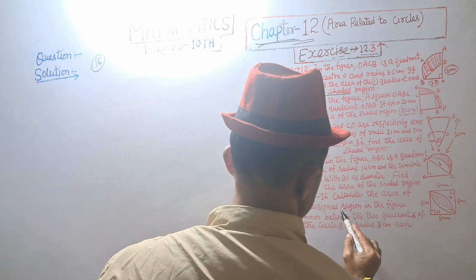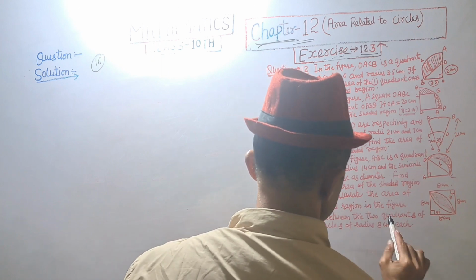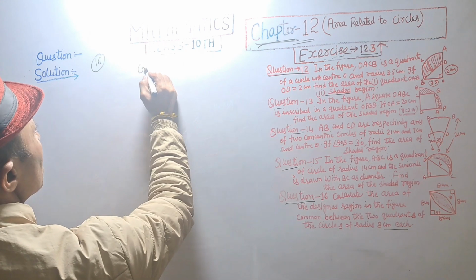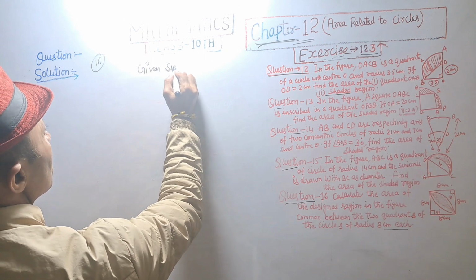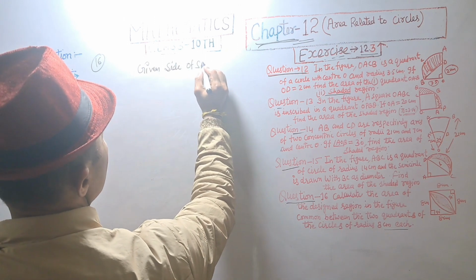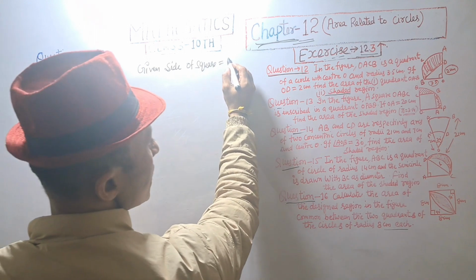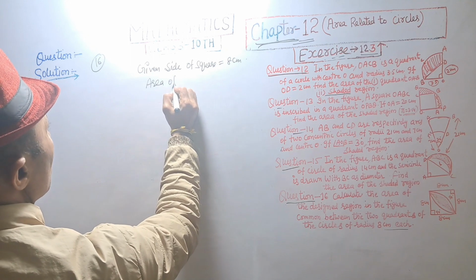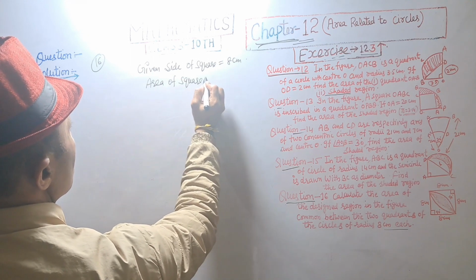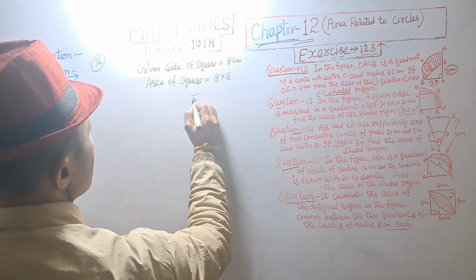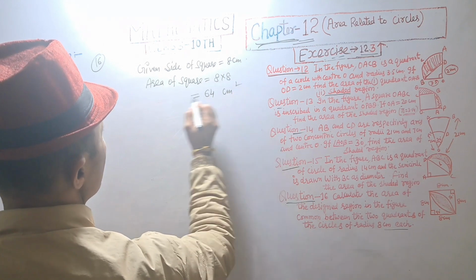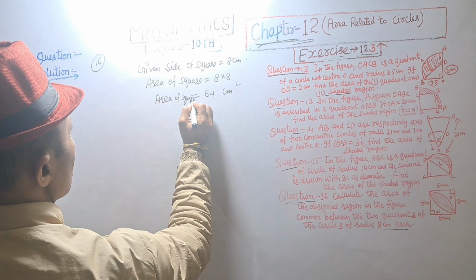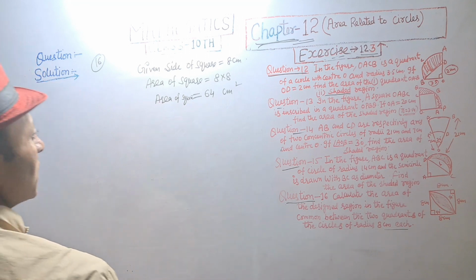Question number 16. Calculate the area of the designed region in the figure common between the two quadrants of circle of radius 8 centimeter each. Given the side of the square is equal to 8 centimeter, and the area of the square is equal to 8 multiplied by 8, that is 64 centimeter square. The area of the square is 64 centimeter square.